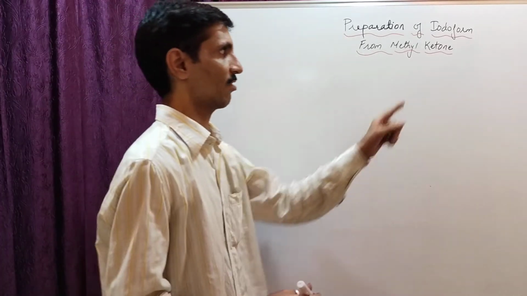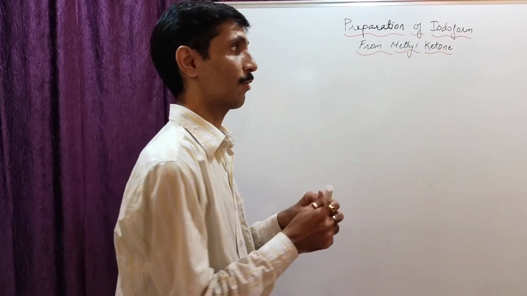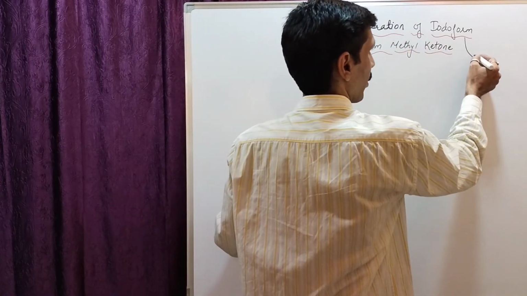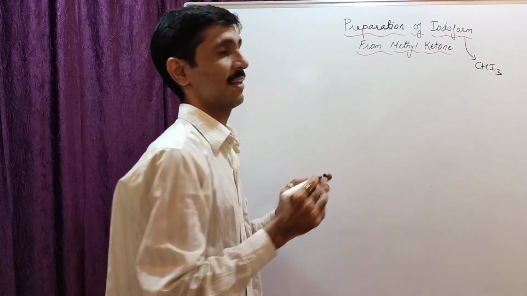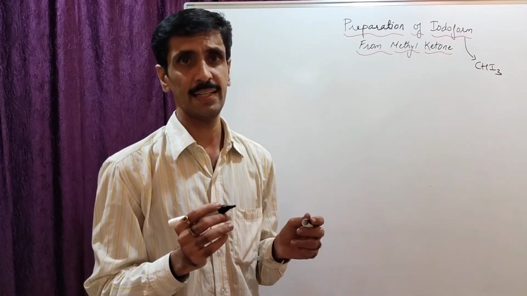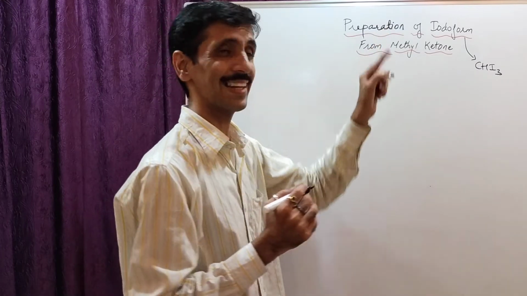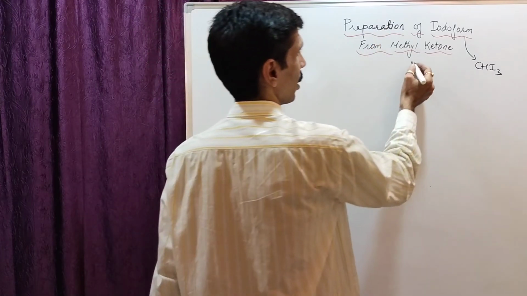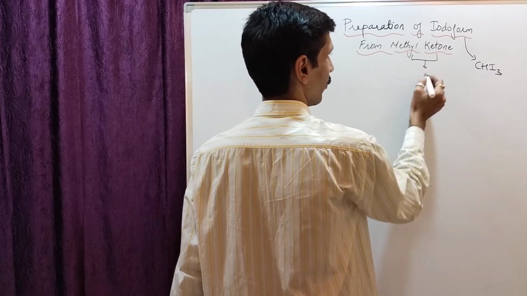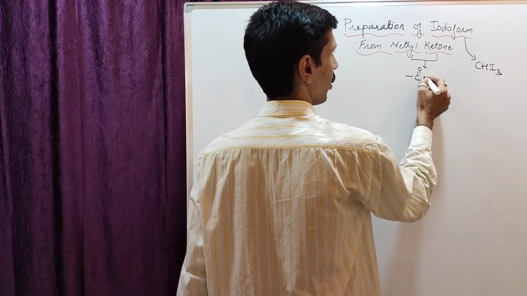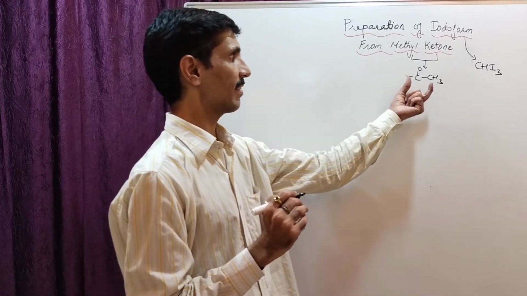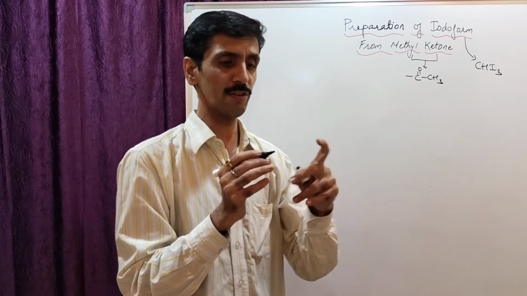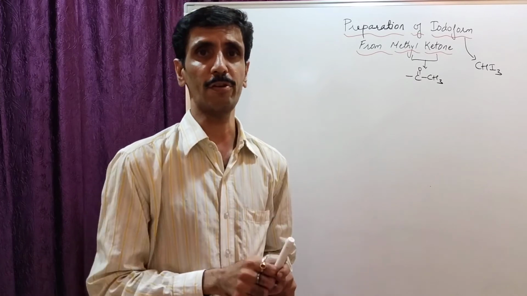So let us, my dear friends, try to understand what iodoform is all about. Iodoform has the formula CHI3. Next, when you talk about methyl ketone, methyl ketones are those compounds which have a C=O CH3 group. It is this COCH3 group which is responsible for the formation of iodoform.